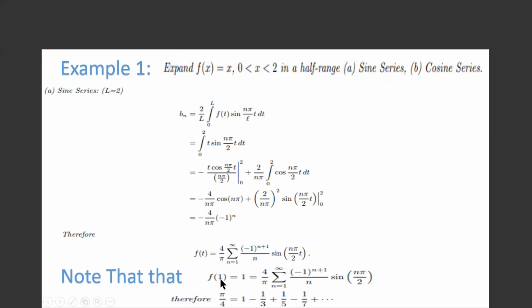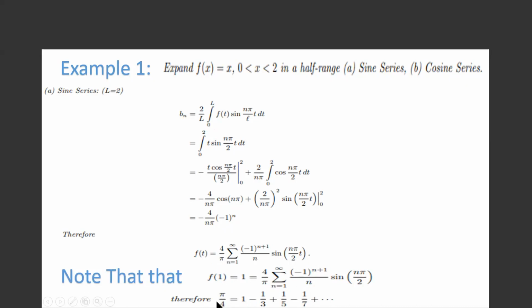Look at this one. If this is the Fourier series of your function f of t, if you put t equal to 1, my function was f of x equal to x, so if I put x equal to 1, I will have 1. This is exactly the same as this Fourier series when I put t equal to 1, or x equal to 1. When I substitute, I have 1 equal to this one. I multiply by 4, so pi over 4 will be this one.